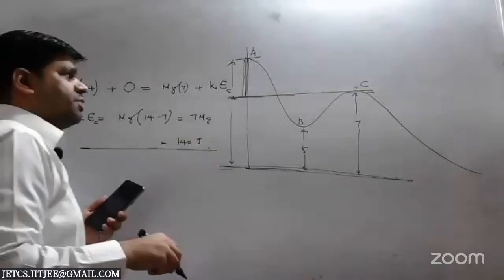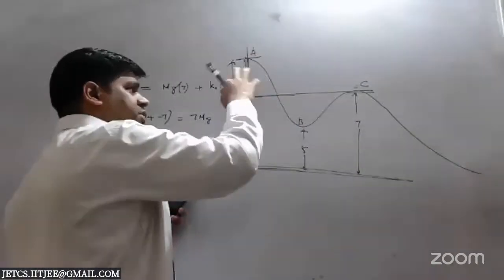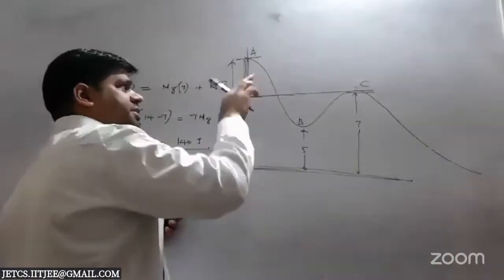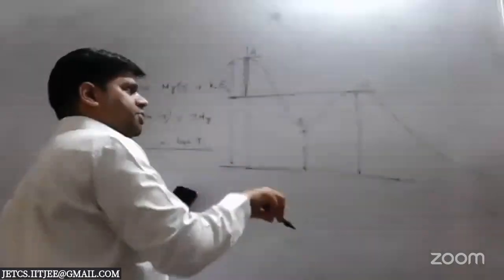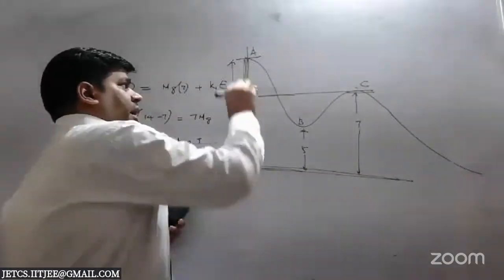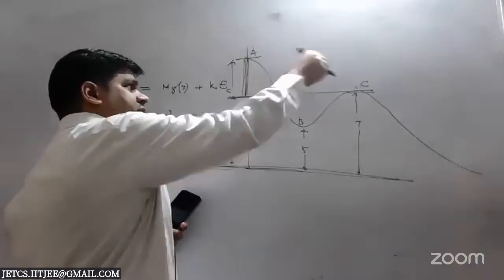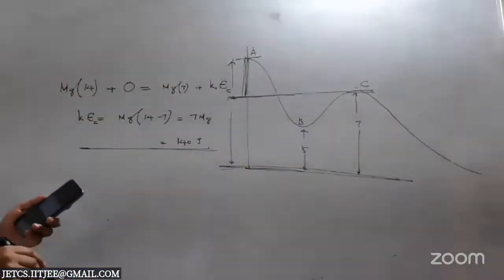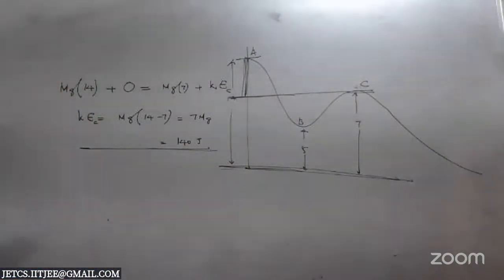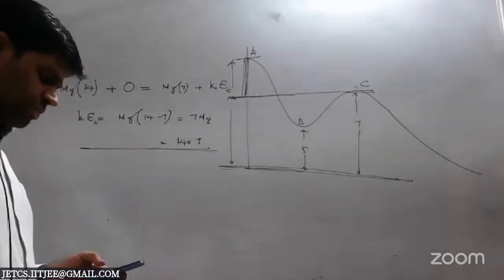I could also do it this way. Mg is doing work. There is no other work done. Friction work is 0. Normal reaction doesn't do any work because it's perpendicular to the motion. Mg into h2 minus h1 is the change in kinetic energy. Initial kinetic energy is 0. Final kinetic energy is mg into h2 minus h1, which is mg into 14 minus 7, 7 mg, which is 140. Is it okay, Vignesh? Yes, sir. Thank you, sir. Most welcome. No problem.